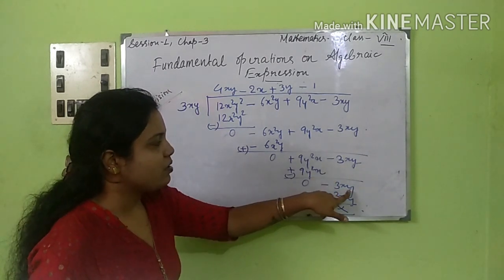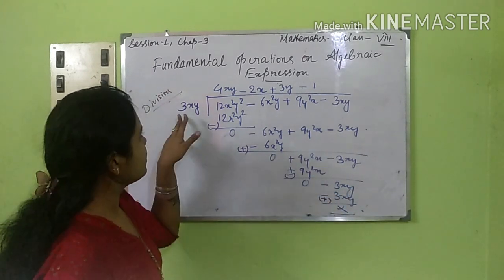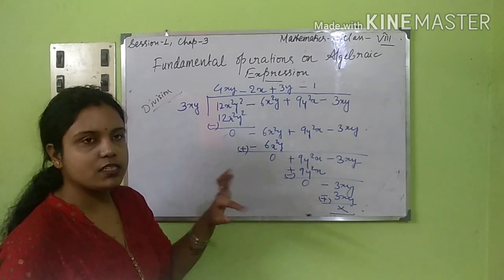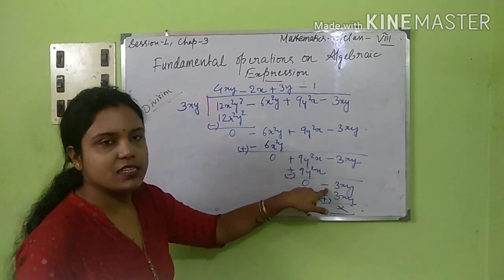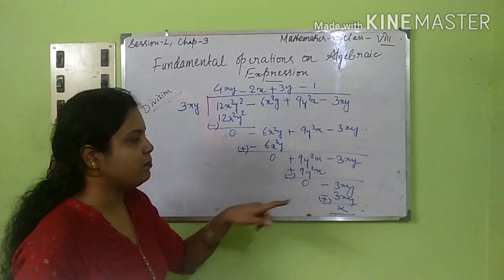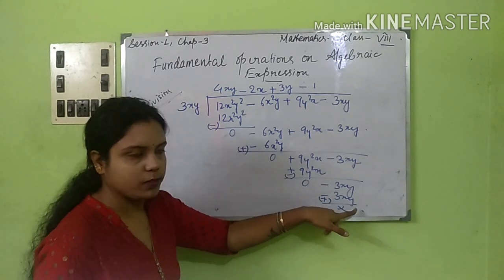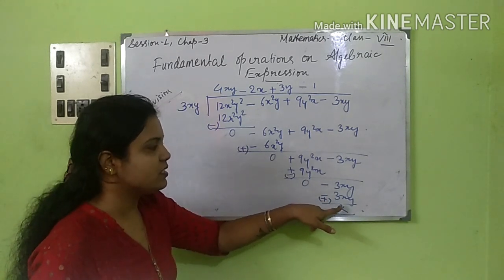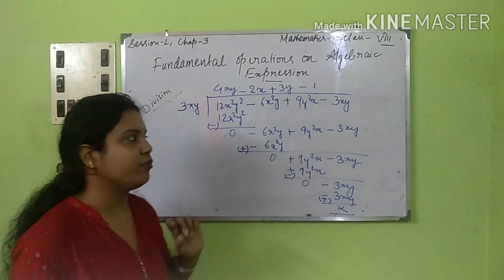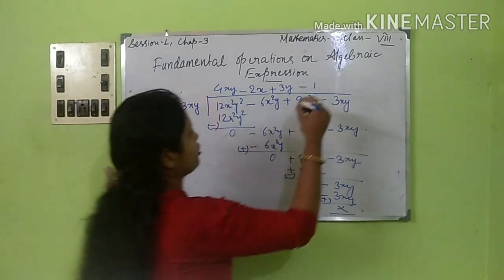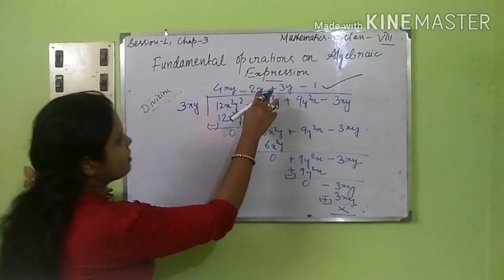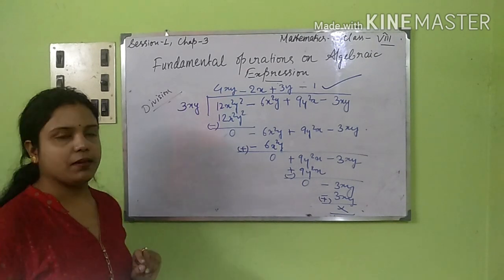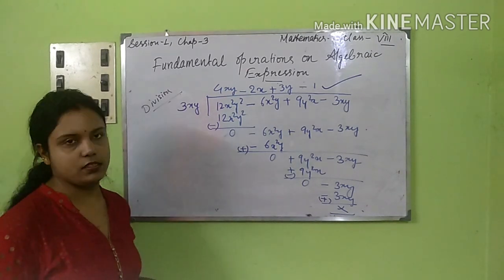And then minus 3xy came down at the last. So you can see 3xy and 3xy, both are the same terms, only there is a minus sign. That means if we multiply by minus 1, we will get minus 3xy. We multiplied, we got the same term, change the sign and get the remainder as 0. So your quotient, your answer becomes 4xy minus 2x plus 3y minus 1. So this is your answer.